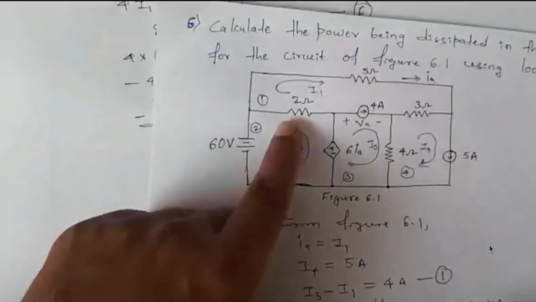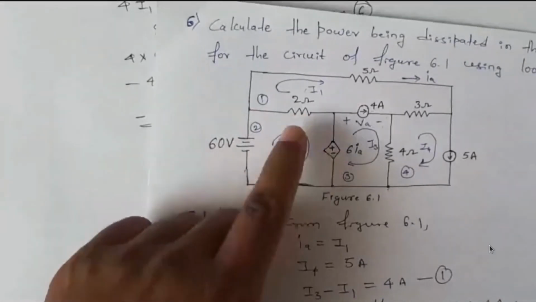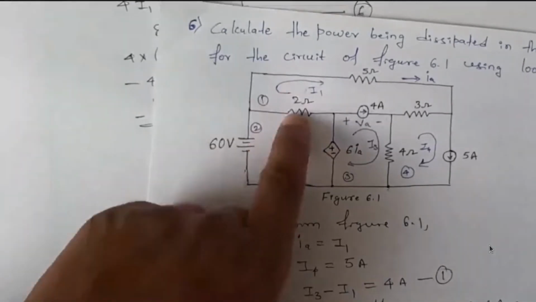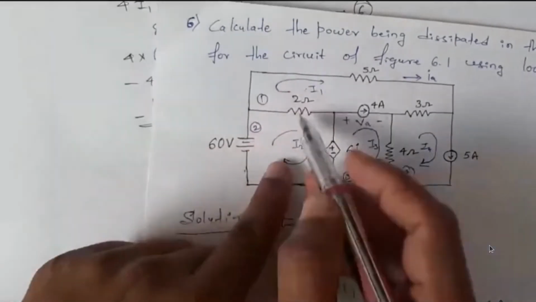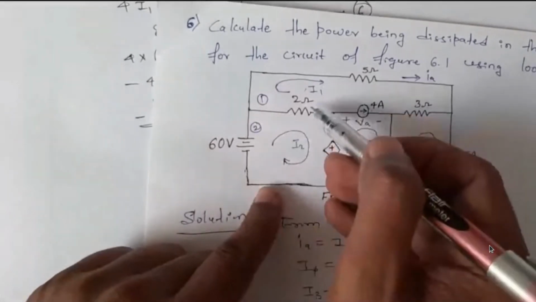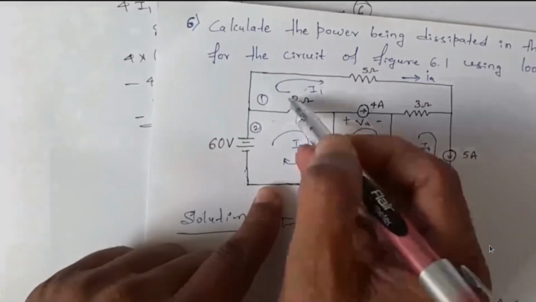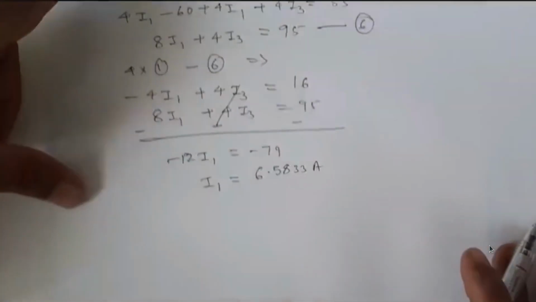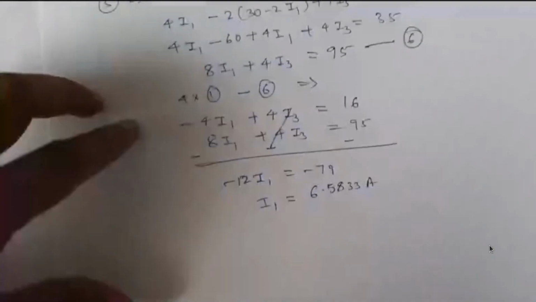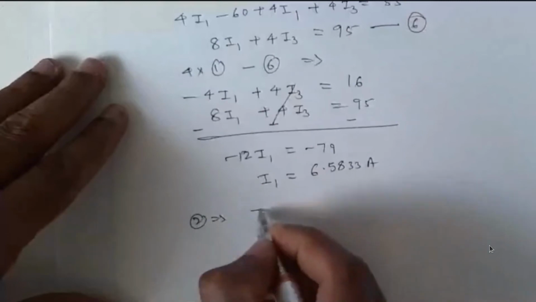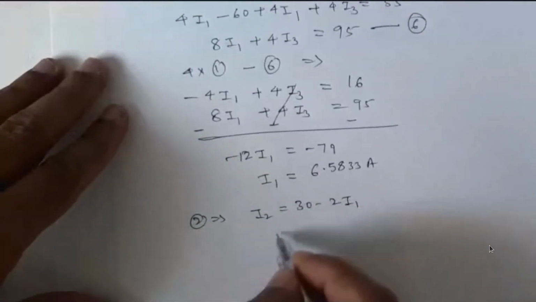But dear students, look at this. To find the power dissipated in the 2 ohm resistor, we should find I1 and I2 both, not just I1, because the current through this 2 ohm resistor is I2 minus I1. I have already found I1, and I2 can be easily found using equation 2 only. I2 is equal to 30 minus 2I1.